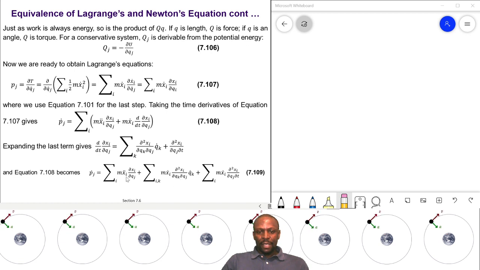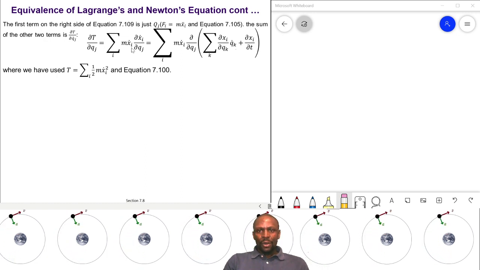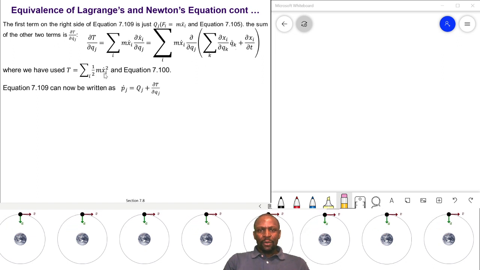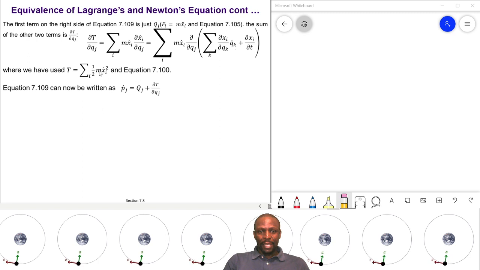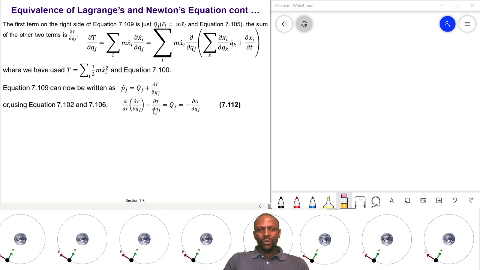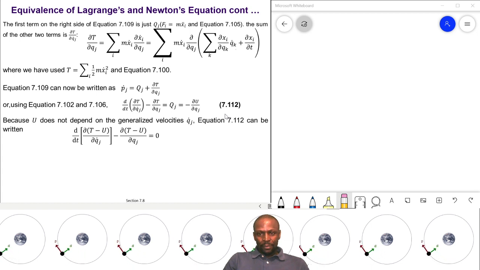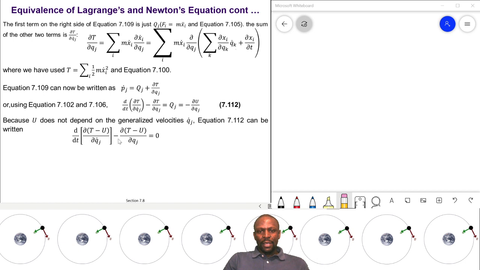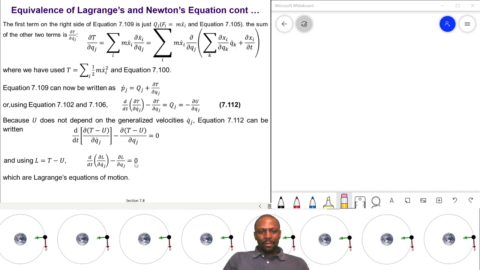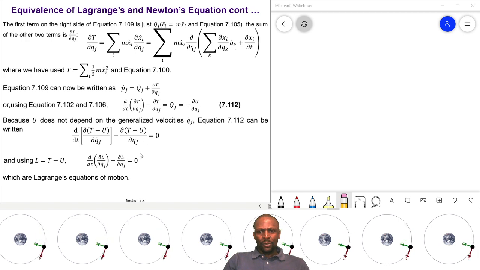Now the pj will be given by this equation here, and that can be written in terms of this equation. Now the kinetic energy is just given by this. As a result, the pj dot is given by this equation. And now if you use this, the qj is given by that equation, as we have done before. Now if we take the time derivative of this, it must be equal to zero. Therefore the Lagrangian will just be given by this equation. That is what you are going to have.